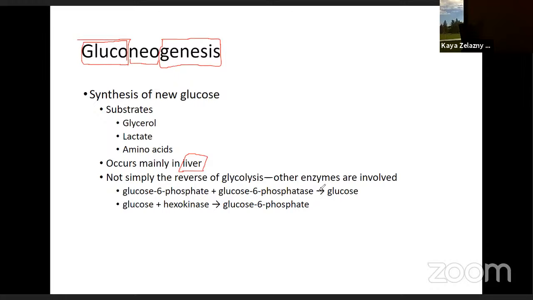Sometimes we wave our hands and think about it as running glycolysis backwards, but it's a little trickier than that because there are some other enzymes involved. Mainly this glucose 6-phosphatase, right, to turn this glucose 6-phosphate that we may have liberated from glycogen into glucose. We can also go the other way as we're building up glycogen. We can add hexokinase to this glucose, giving us glucose 6-phosphate. We'll look at a map on the next slide, I think.